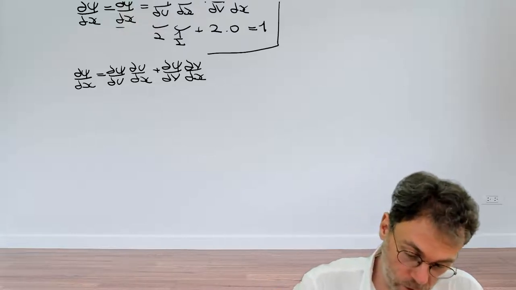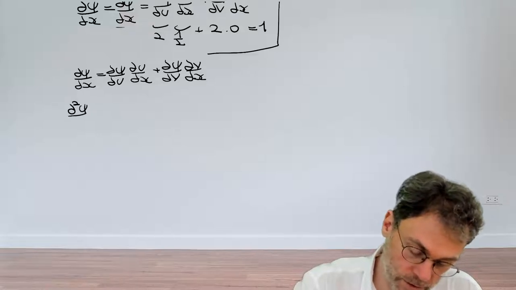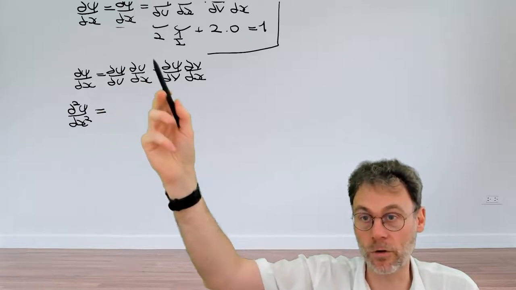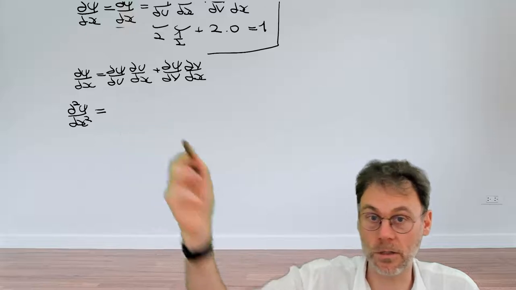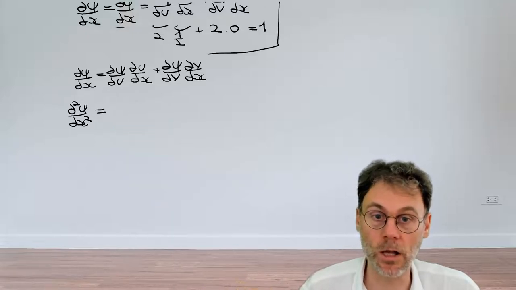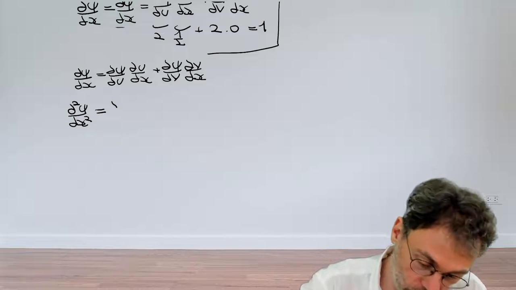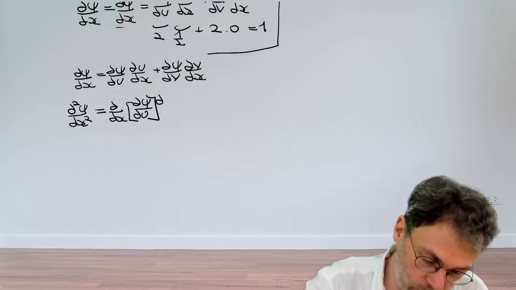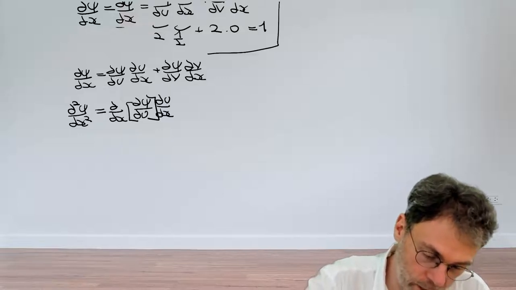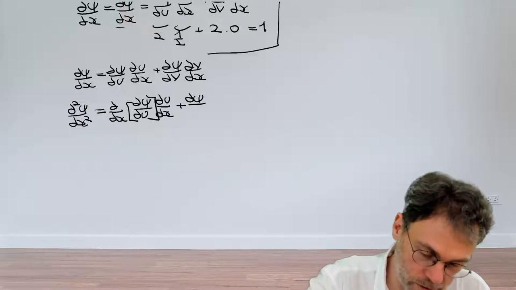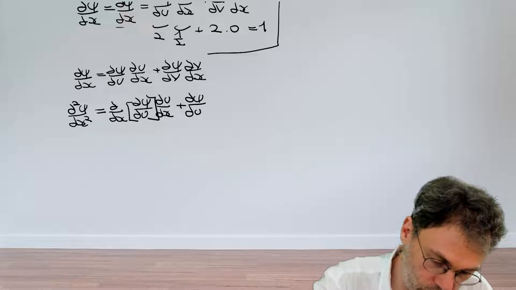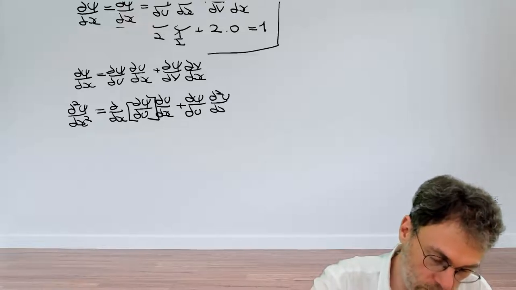Next step, let's calculate the second order derivative, so d²ψ/dx². So we have two terms to worry about. Let's first start with this first term, which by itself is a term consisting of two different factors. So what we need to do is first take the derivative with respect to x of the first factor. So this is going to be d/dx of dψ/du, and then we keep the second factor intact, and then we keep the first factor intact, so that's dψ/du, and then we take the derivative with respect to x of the second factor, so this is going to be d²u/dx².